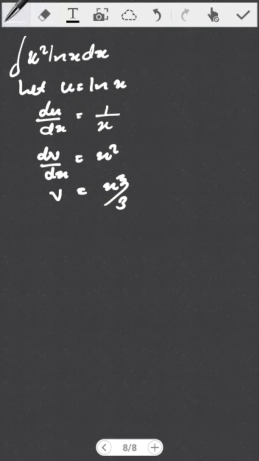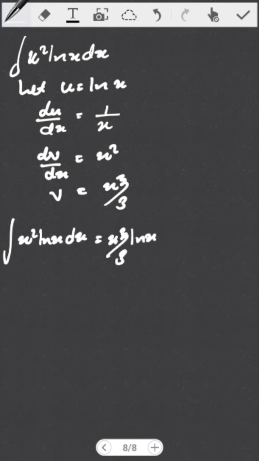So you find that after working out this, I'm going to say that the integral of x squared ln of x dx, of which u is ln of x and dv/dx is x squared, would be equal to uv, which is x cubed over 3 ln of x, minus the integral of v, x cubed over 3.